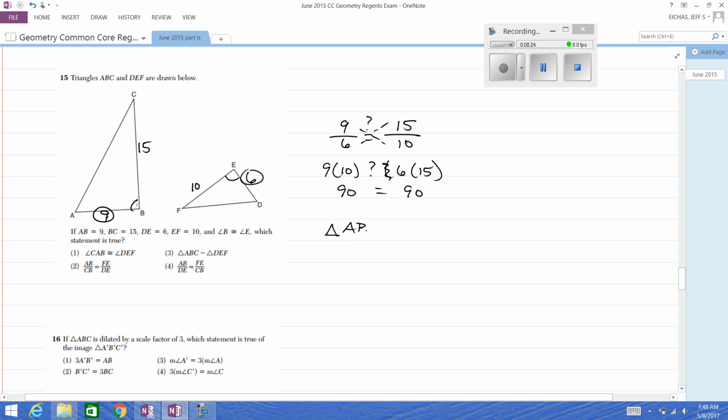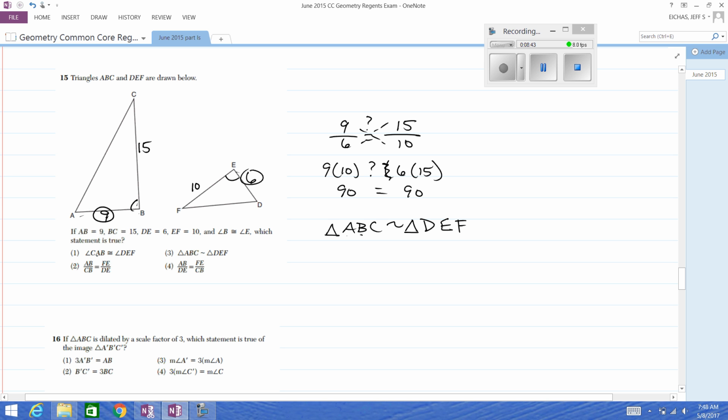Let's go with ABC. Now, got to make sure E is in the middle, corresponds to B. All right, the shorter side is A to B. So D to E. We got to go D, E, F. All right, those are similar figures.